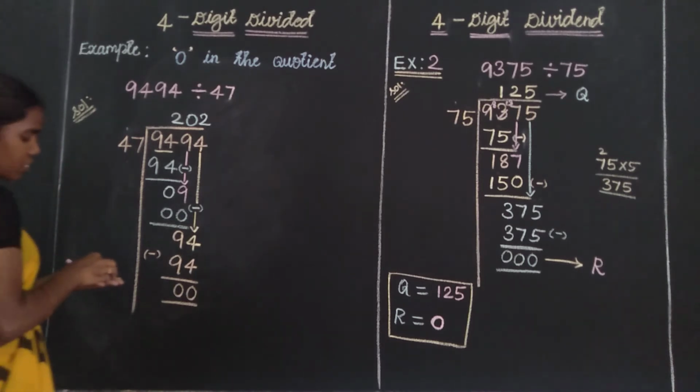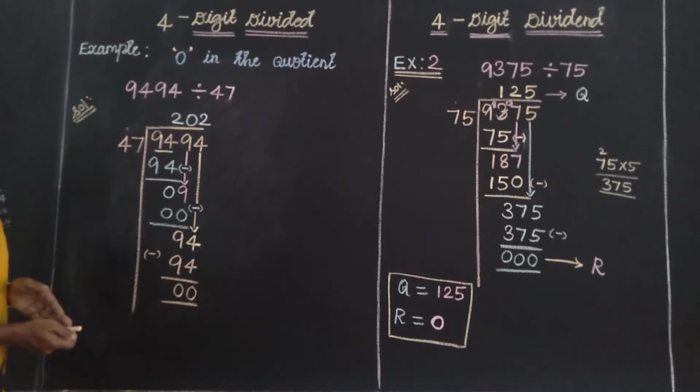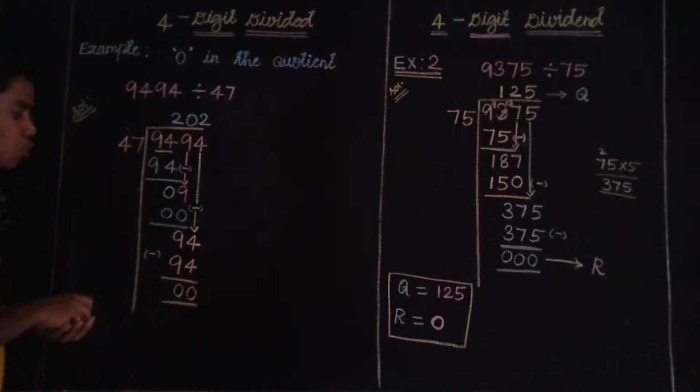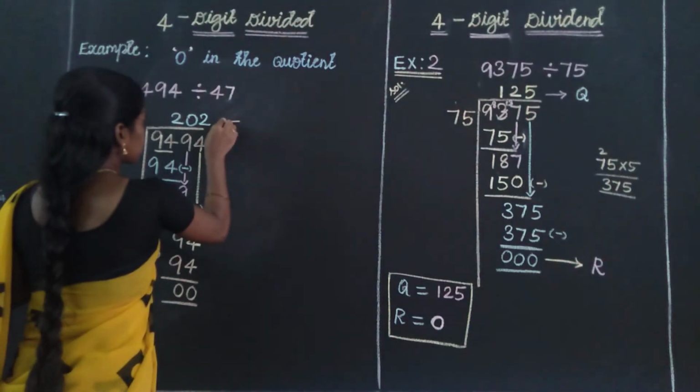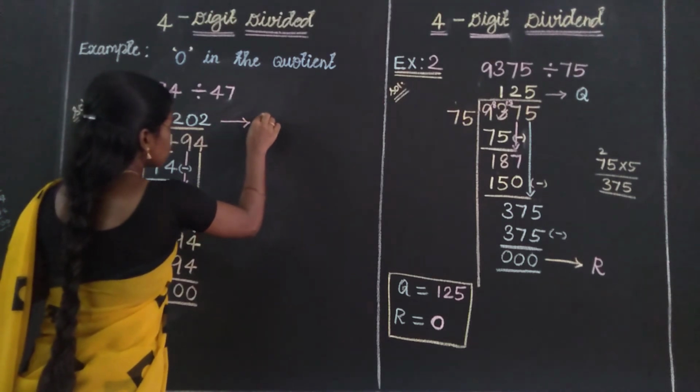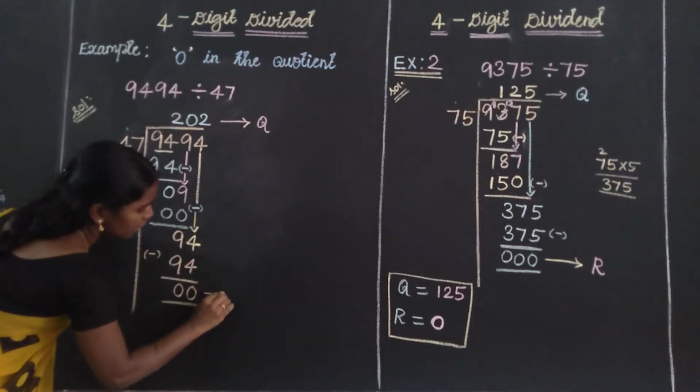The remainder is 0 and the quotient is 202. The quotient value is 202, and the remainder is 0.